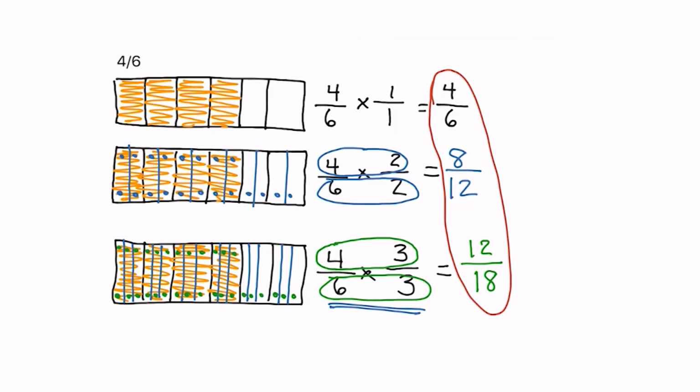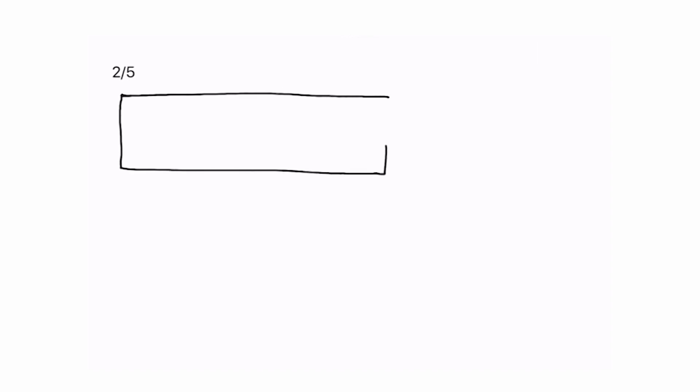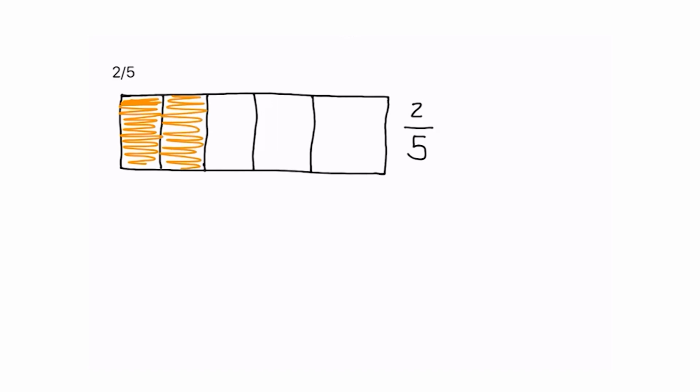Let's do one more together. Let's do 2/5. We're going to do something a little bit different here, because you don't always have to go in order of like 1 over 1, 2 over 2, 3 over 3. You can do it however you want. Let's try this one with 4 over 4, so 4 fourths. So we've got 2/5. We're going to start with our original fraction. And let's multiply it by 4 fourths.